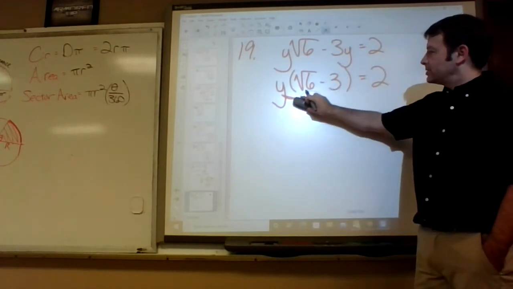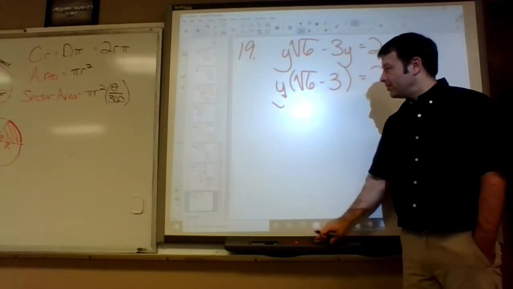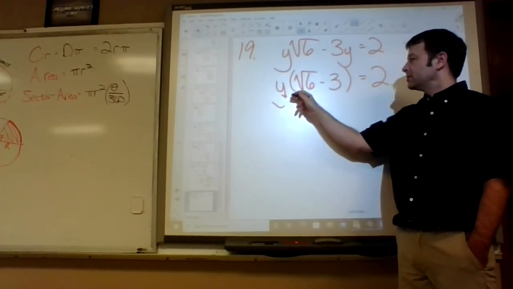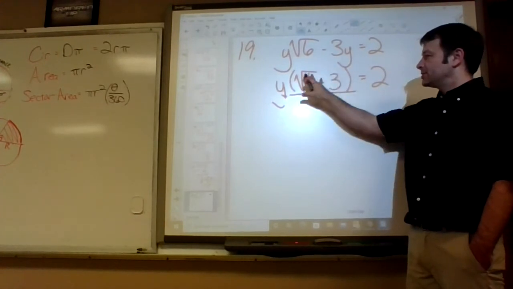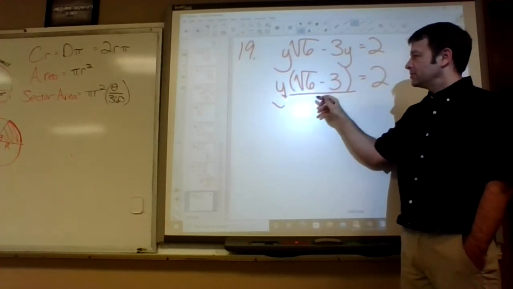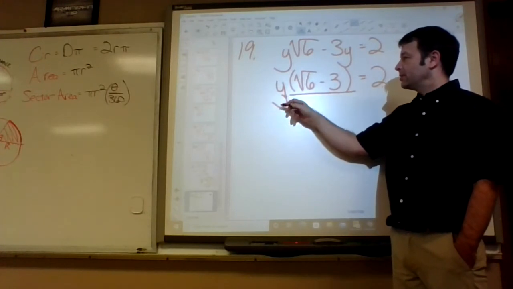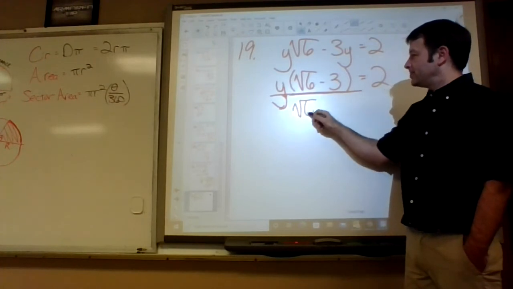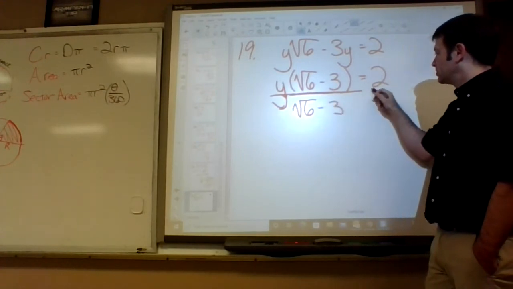So now I've got all this stuff multiplied to y. You can think of it as one term because it's all in the parentheses. So how do I get rid of all this stuff if it's multiplied to y? Divide it. So I'm going to divide both sides by square root of 6 minus 3.